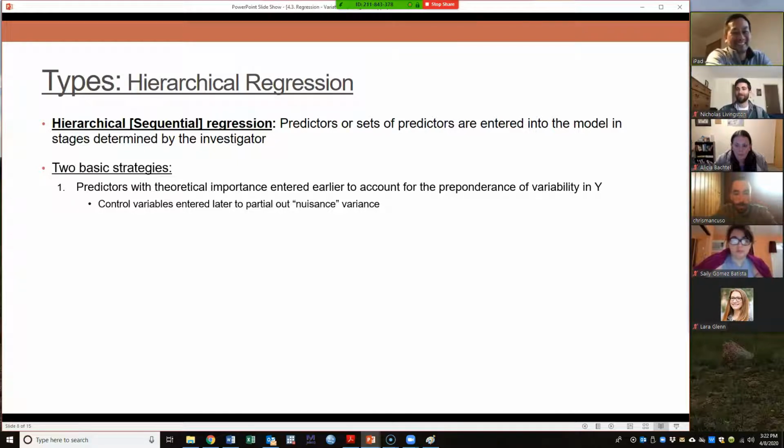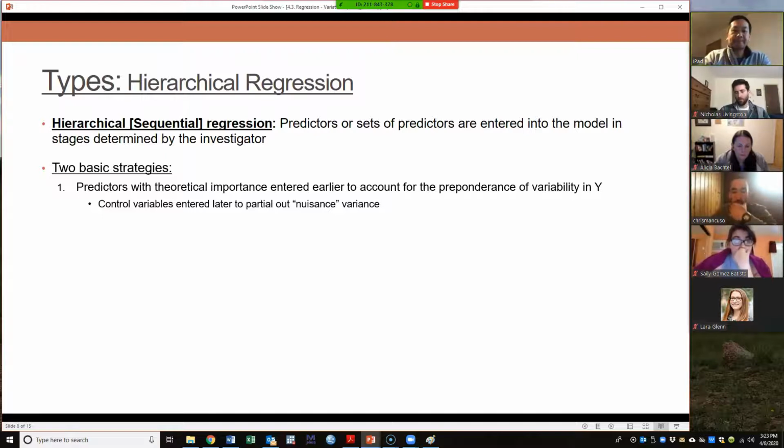In terms of our hierarchical regression, there are a couple different strategies. One thing we can do is, let's say I've got a bunch of predictors, and I say, all right, this model has been used in the past, with predictors 1, 2, and 3 used to predict this outcome, right? But I think from a theoretical standpoint that these additional two predictors are going to account for variability above and beyond the standard three that people will use.